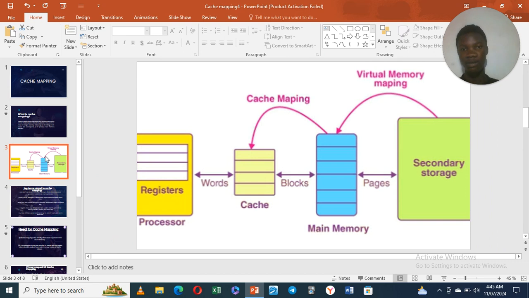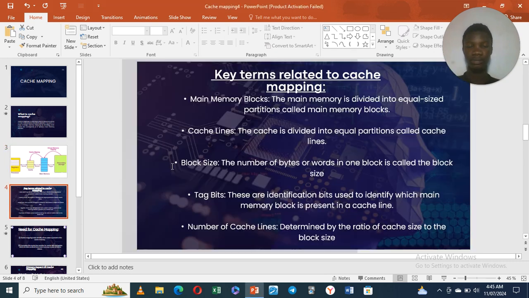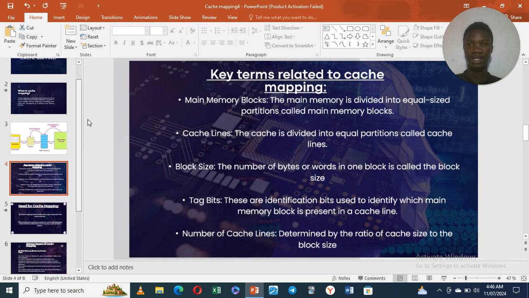Then we move on to how cache mapping works. This is the main memory, processor, secondary storage, the pages, and then the cache mapping itself. Then we move on to key terms related to cache mapping. So some of the key terms related to cache mapping are as follows.